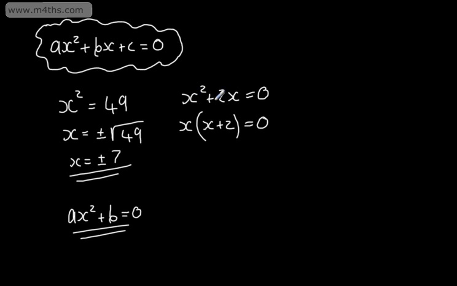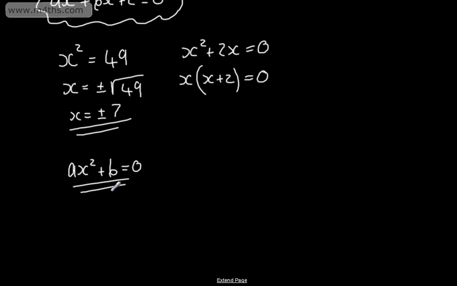So I've taken the common factor of x out, and I say to myself, what do I need to multiply x by to get x squared? The answer is x. What do I need to multiply x by to get positive 2x? The answer is plus 2. In this particular scenario, we've got x multiplied by x plus 2 is equal to 0.